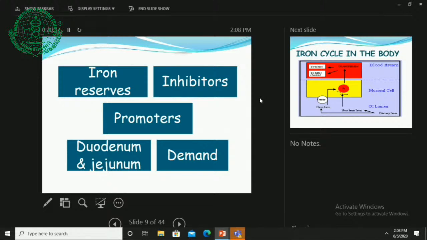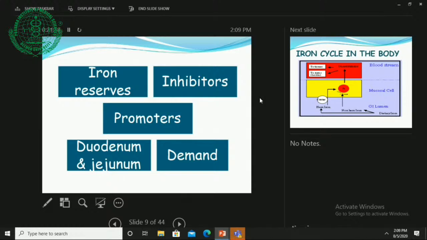Now we'll see promoters. I told you vitamin C and foods which are rich in ascorbic acid promote the iron absorption by converting the ferric iron to ferrous iron. Then diseases of the duodenum and jejunum also interfere with the absorption of iron. Then the fifth point which influences iron absorption is demand. Whenever there is increased demand of iron, the iron absorption increases. Examples are during pregnancy, when iron demand is increased, and during growth. For children, when they are growing, the demand for iron increases, so absorption also increases during that period.